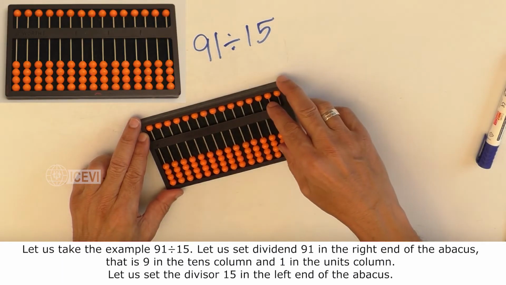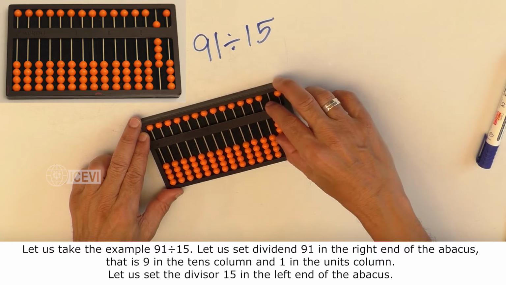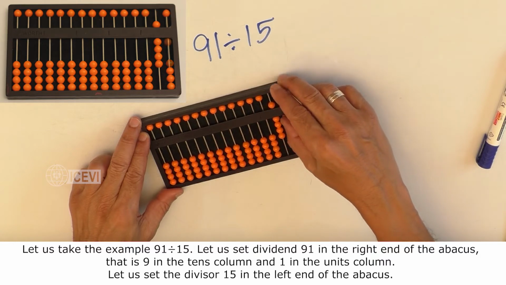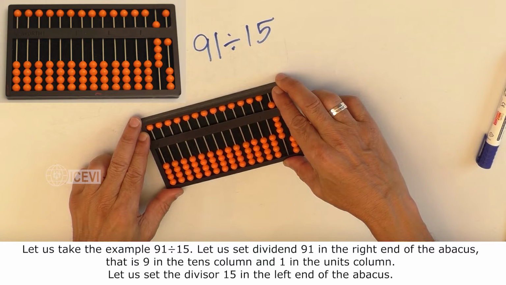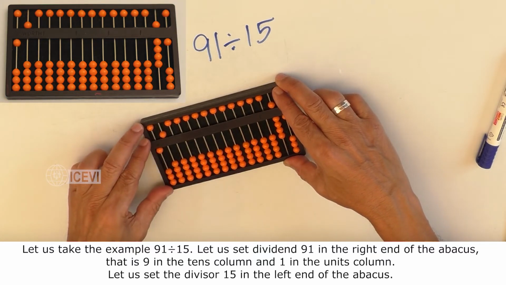Let us set the dividend 91 in the right end of the abacus, that is 9 in the tens column and 1 in the units column. Let us set the divisor 15 in the left end of the abacus.